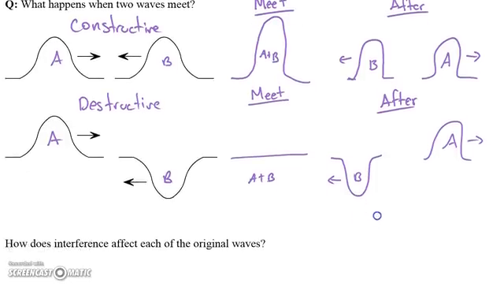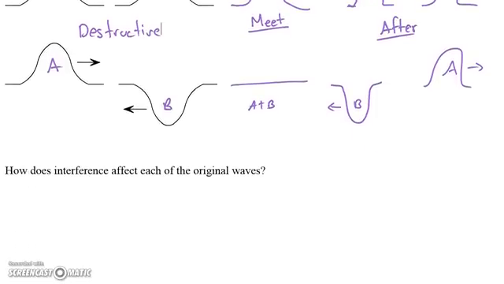So to answer this question at the bottom, how does interference affect the original waves? It has no effect. The original properties are exactly the same. The frequency doesn't change, the wavelength doesn't change, the speed of the wave doesn't change, the amplitude does not change. Nothing changes with interference, it's just the waves are in the same place at the same time being added together.